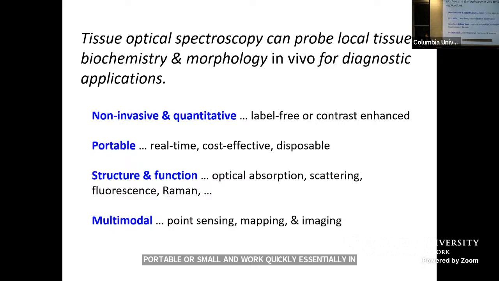As I mentioned, we're measuring tissue biochemistry and morphology, so we're sensitive to tissue function and structure. There's a wide variety of light tissue interaction mechanisms, like optical absorption, scattering, fluorescence, Raman activity, and so forth, that we can be sensitive to. And then finally, these techniques are compatible in a multimodal sense. We can use multiple techniques together. They can be compatible with ultrasound or MRI and so forth. And we can use them in different modalities: point sensing, imaging, mapping, and so forth. So there's a lot of flexibility here.